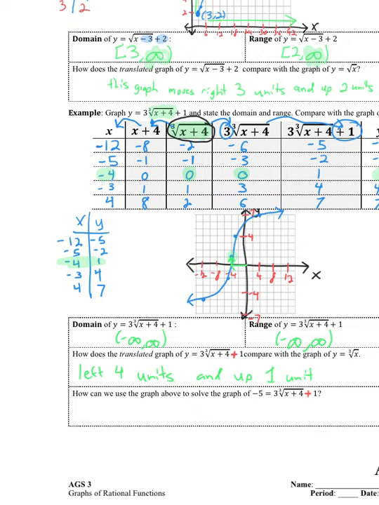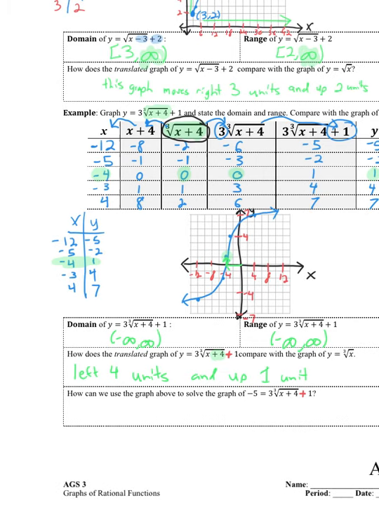Okay, it's always kind of the opposite of what you'd expect in the parentheses. It's that +4, so it's like going in a negative direction to the left. But then the other one, because it was a +1, that's outside the parentheses. That's exactly what's happening. It's going up 1 unit.